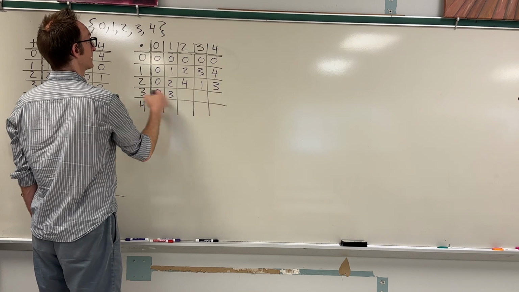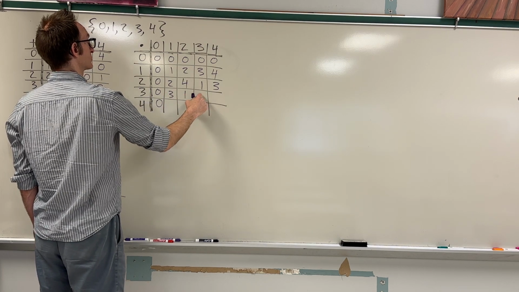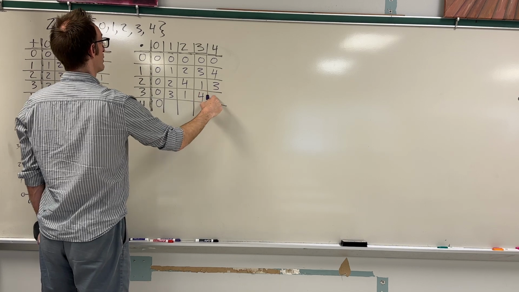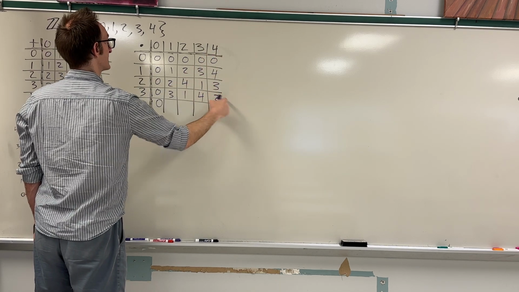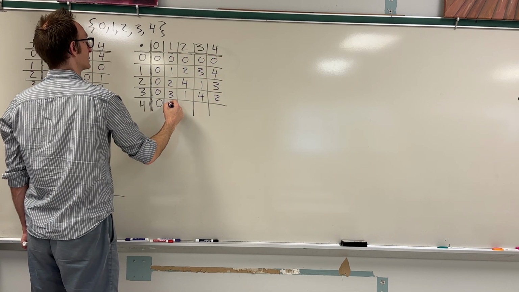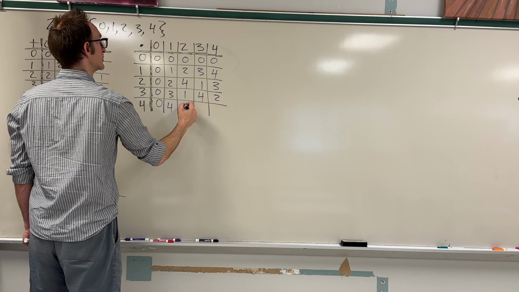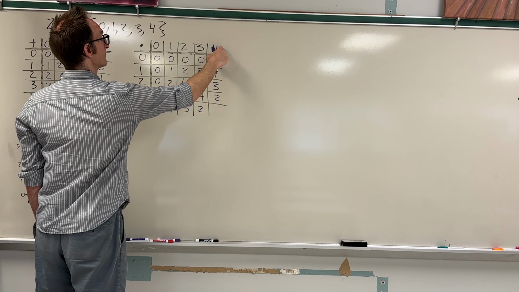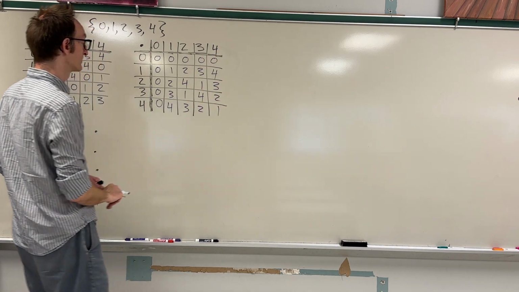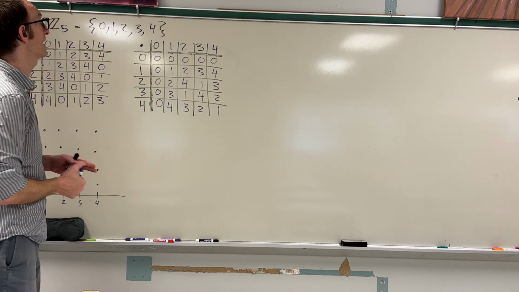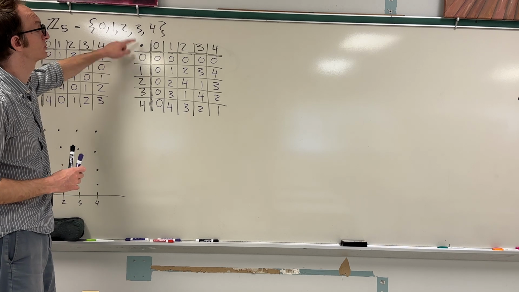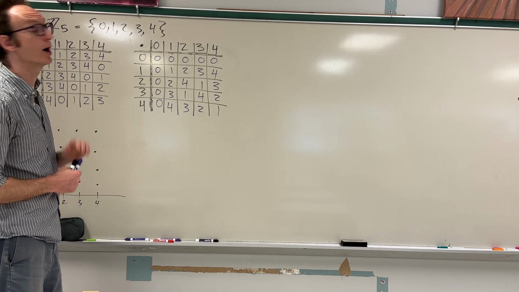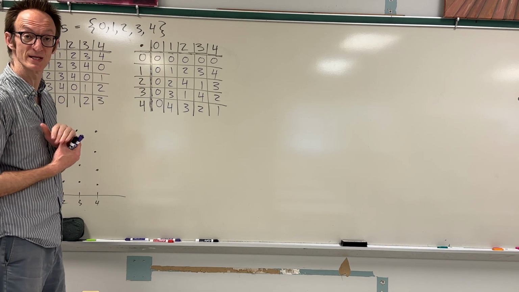3 times 1 is 3, 3 times 2 is 6, but that's just 1, 3 times 3 is 9, but that's just 4, 3 times 4 is 12, but that's just 2, 4 times 1 is 4, 4 times 2 is 3, 4 times 3 is 12, but that's just 2, and 4 times 4 is 16, but that's just 1. Okay, so again, we have this operation, multiplication, which is closed. If you multiply together any two numbers from this set, then you always get another element from this set.